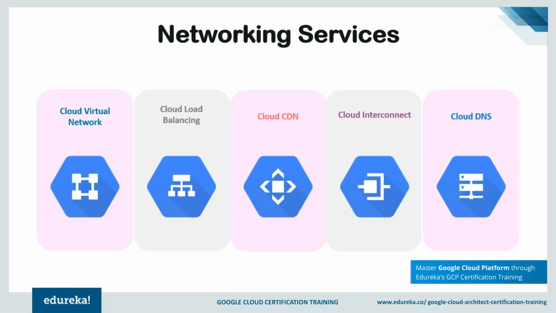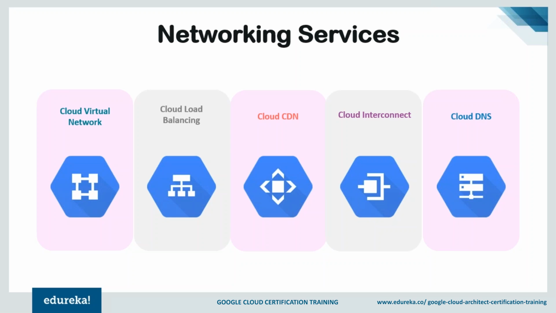Now, coming on to the final segment of networking services, which is the Cloud DNS. It is a scalable, reliable, and managed authoritative domain name system service running on the same infrastructure as Google. It has low latency, high availability, and is a cost-effective way to make your applications and services available to your users. Now, Cloud DNS is programmable. You can easily publish and manage millions of DNS zones and records using their simple user interface, command line interface, or their APIs.